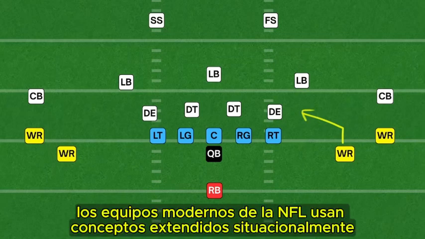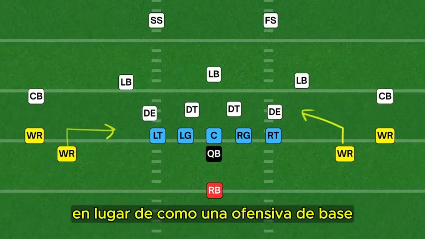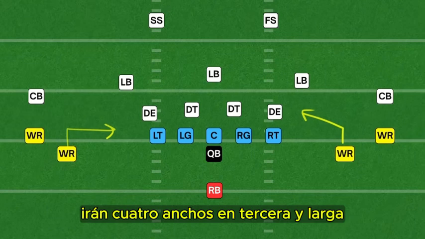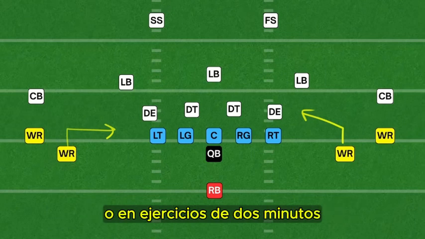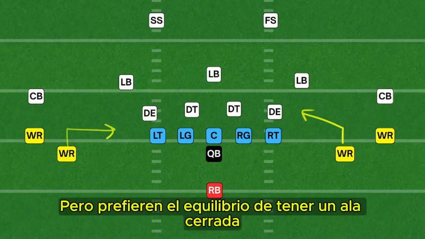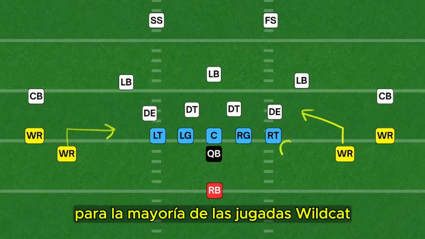Modern NFL teams use spread concepts situationally rather than as a base offense. They'll go 4 wide on 3rd and long or in 2-minute drills, but they prefer the balance of having a tight end for most plays.